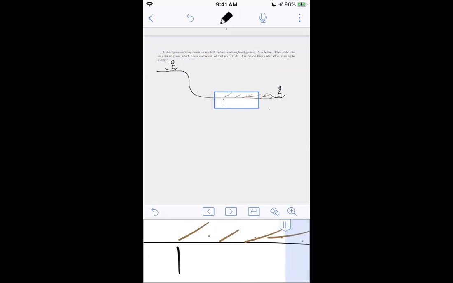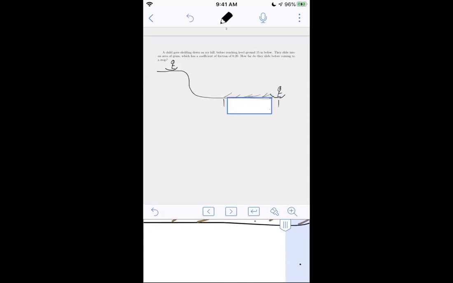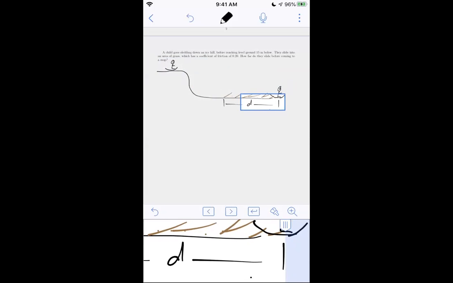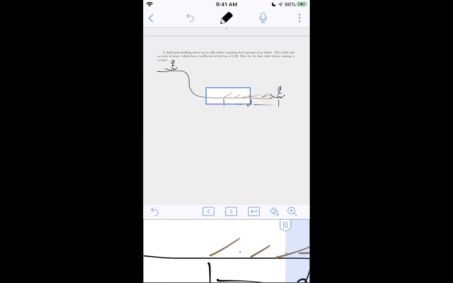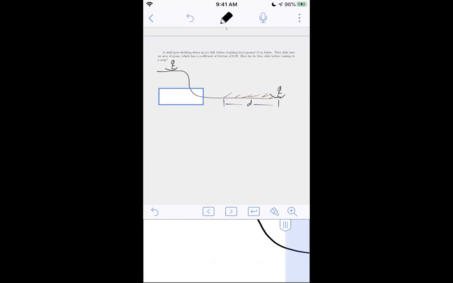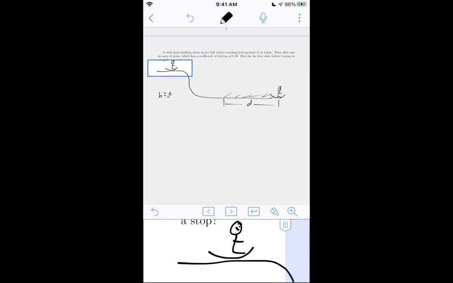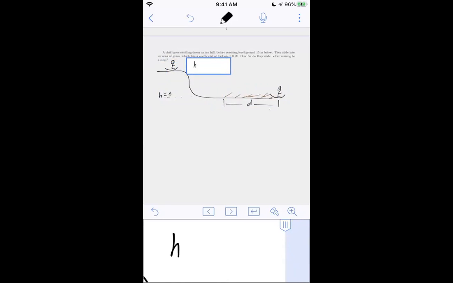So we can label that here to here, and I'll call that distance d, lowercase d. All right, so how far did they travel through the grass? And the other thing we need to do is define our height equal to 0 at the bottom. Height equals 0. So that means we're starting at a height of 15 meters at the top. H equals 15 meters at the top.